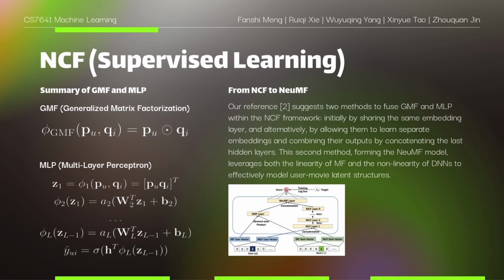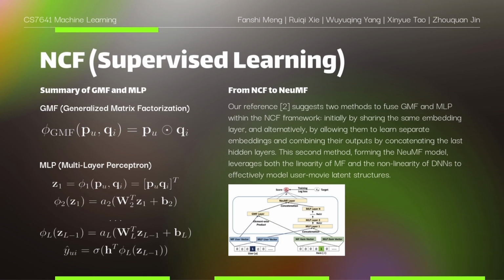We implement NeuMF in two ways. First, by sharing embedding layers between GMF and MLP, and second, by fusing their outputs as the last hidden layers. The dual approach allows us to model user-movie interactions with both linear and nonlinear dynamics, optimizing our system for varied user preferences and behaviors.